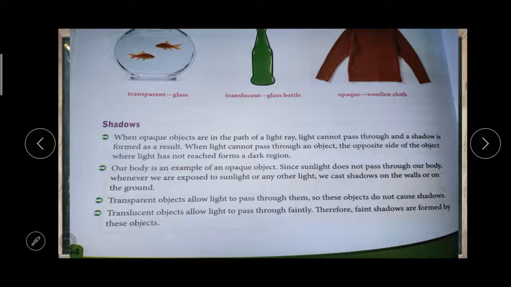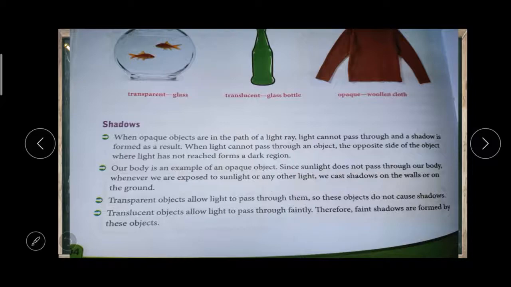So what do you mean by shadow? You know about shadow, right? You play with shadows. There are some shadow tricks, right? With the help of our fingers we can make the face of a rabbit, we can make the face of a dog with the help of shadows.